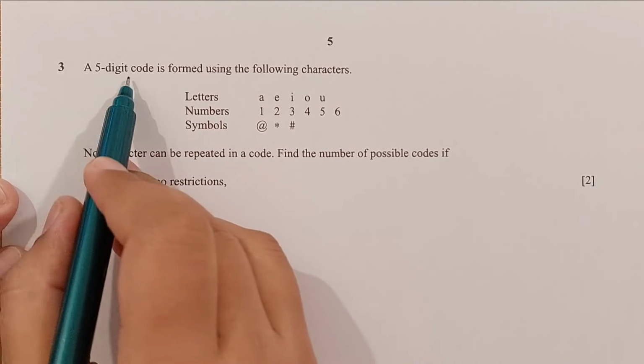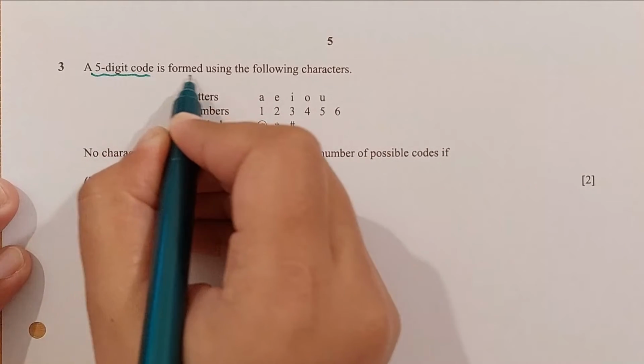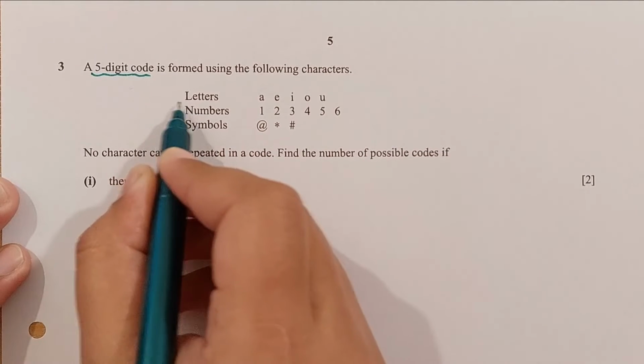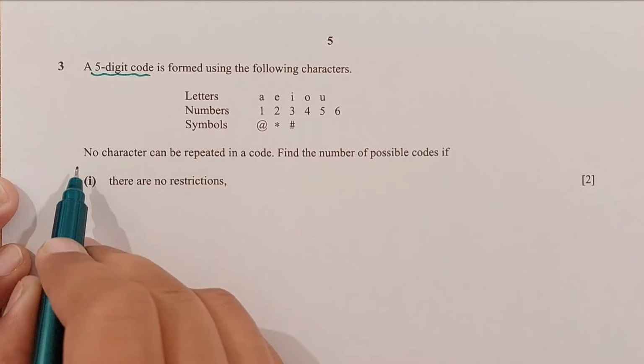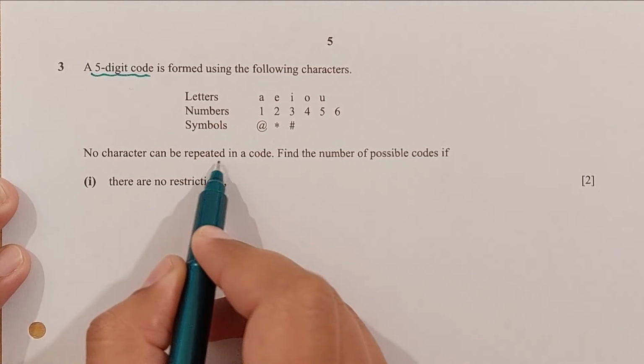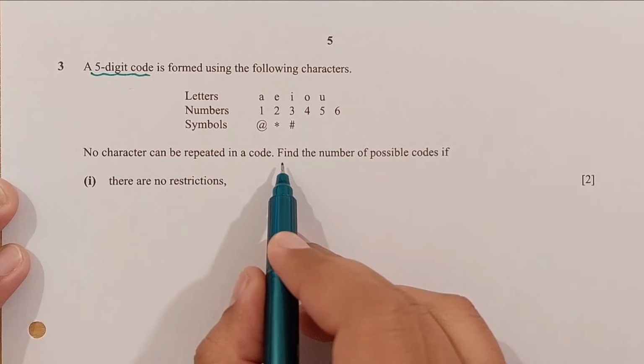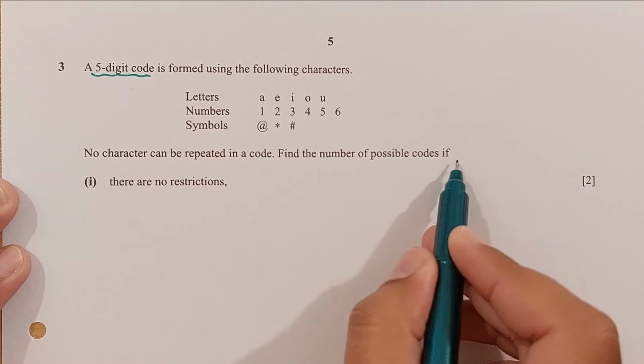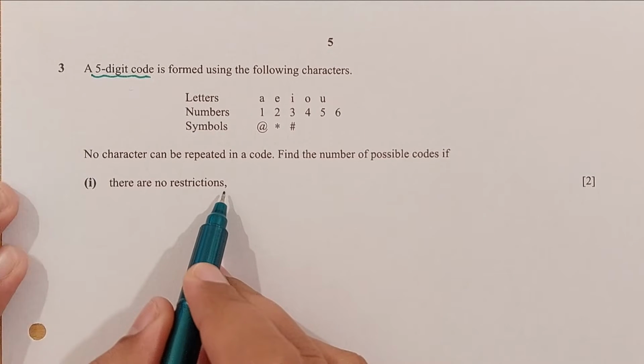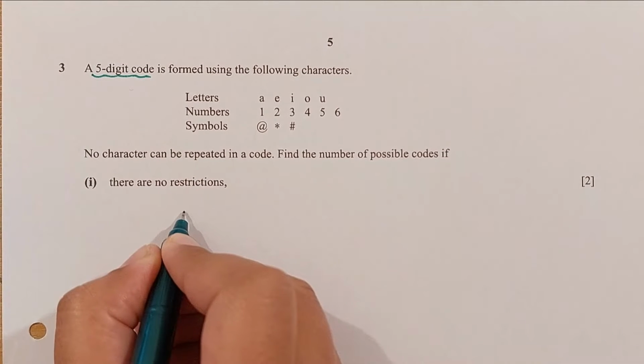Question number 3: a 5-digit code is formed using the following characters: letters, numbers, and symbols. No character can be repeated in a code. So no repetition, it's a permutation question. Find the number of possible codes if there is no restriction. So we have to make a 5-digit code.